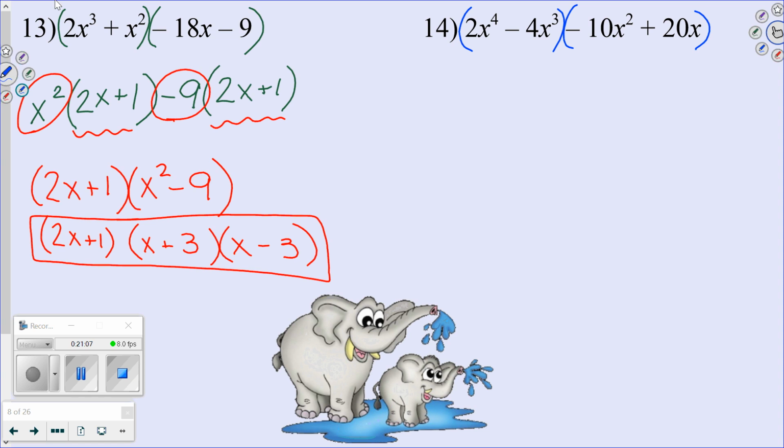All right, so here we go. So what's a GCF in the first set? 2x cubed. Okay, what is left when I pull out 2x cubed? X minus 2. What is the GCF in the second set?